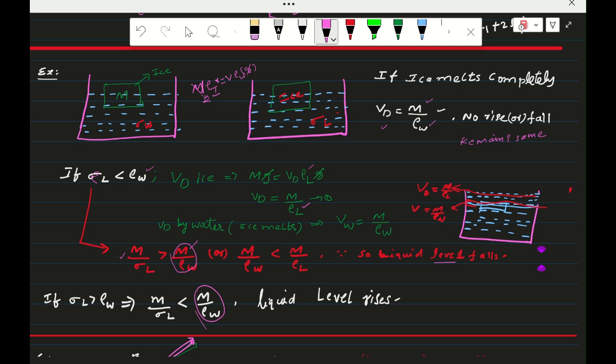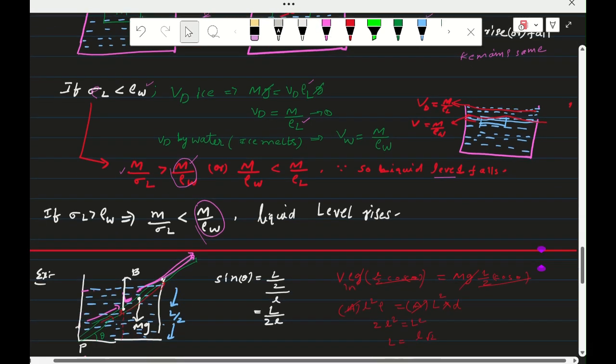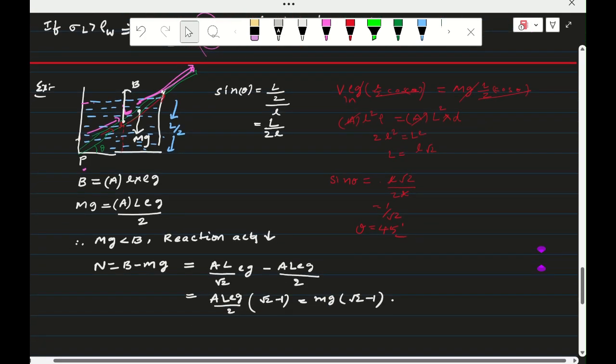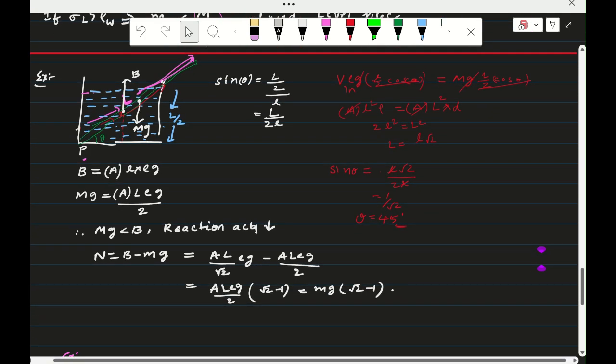So the level rises. In the above case, when the density is less, it displaces more. But in the other case, when ice is put in, it displaces more water. When it melts, there is less volume. In that case, the remaining water comes and occupies that gap. So the level falls. So that is clear. Next model on this application is related to rotatory motion also.